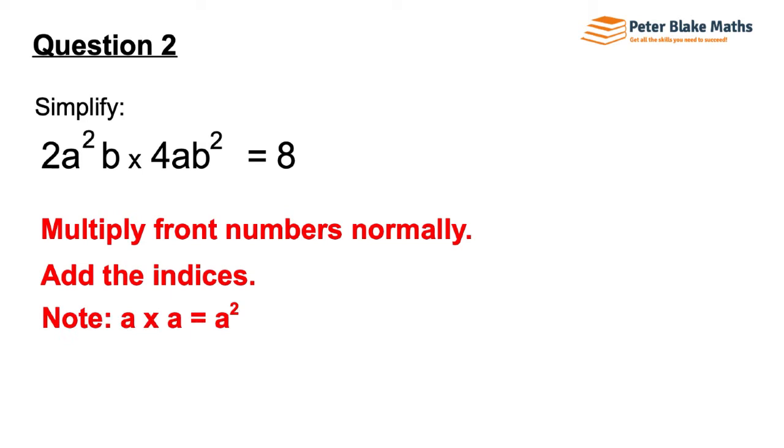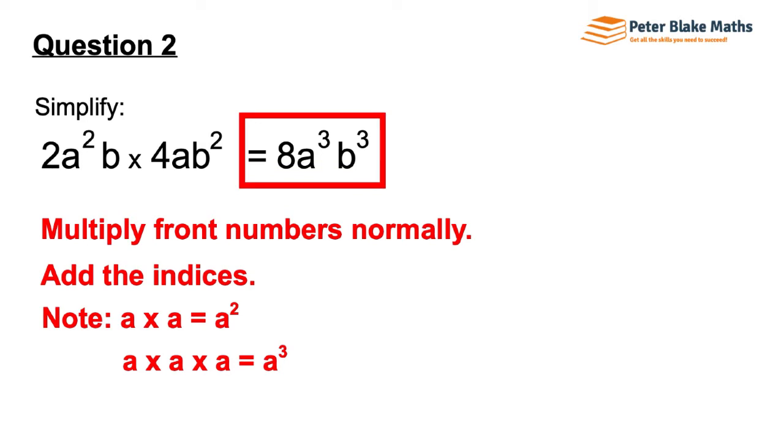And we'll get a final answer there of a cubed, remembering that a times a is a squared and a times a times a makes a cubed. And we'll have b cubed as well. We get that by considering that b has a power of 1, and we've got b squared. So the indices for b are 1 and 2, so when we add those indices together, we end up with b cubed. So our final answer, 8a cubed b cubed.